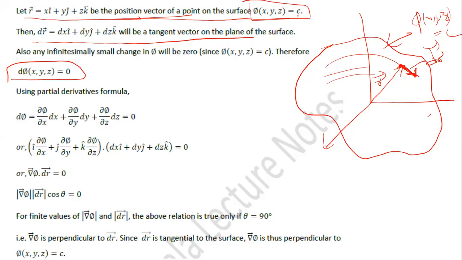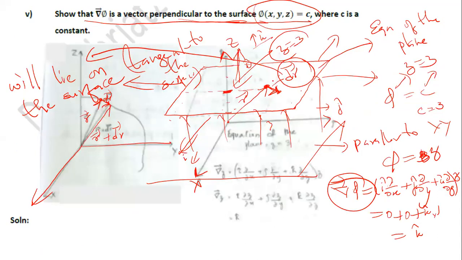This is the equation of the surface. Like over here, for this infinite plane, z equal to 3 is the equation of the plane because z value is constant for every point on the surface. So if you move from one point to another point on this planar surface, z value is always 3. So that means change in z, dz, as you move from one point to another point on the surface, is always 0.